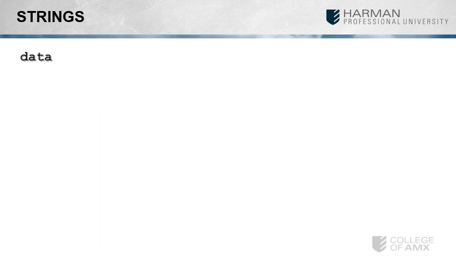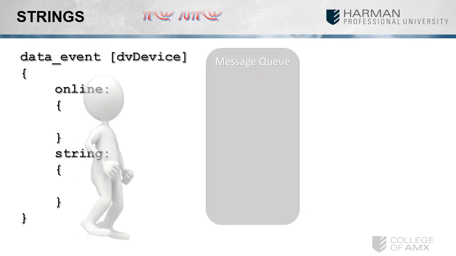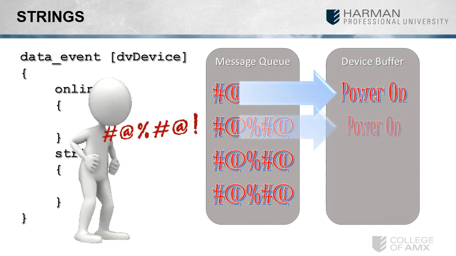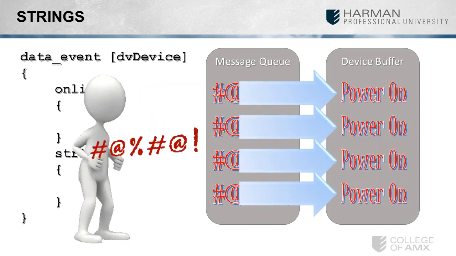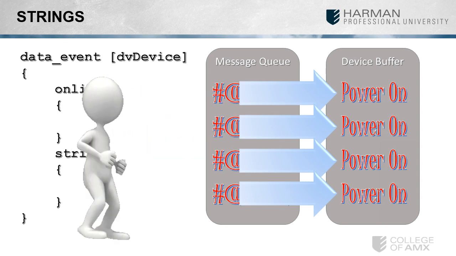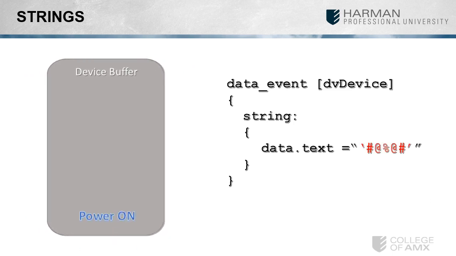NetLinx is able to process data received from a device by a data event in real time using the string handler. We've already built a few data events, but up until this point, the only handler we've used is the online handler. When data is received, it enters the message queue and triggers a data event. The data is placed within a memory location we call a device buffer and can then be used in the data event string handler. The evaluation of the data should be done immediately upon receipt of the chunk of data.